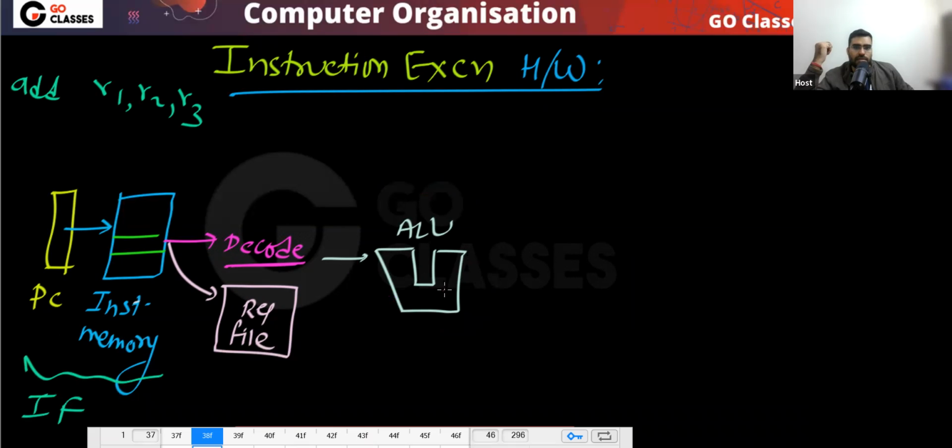After that, tell me a simple thing. For this add instruction, what is the next step? Memory is not needed for this add instruction. So you will compute R2 plus R3, and where will you put it? You will put it in the register file, in R1. This is called write back.